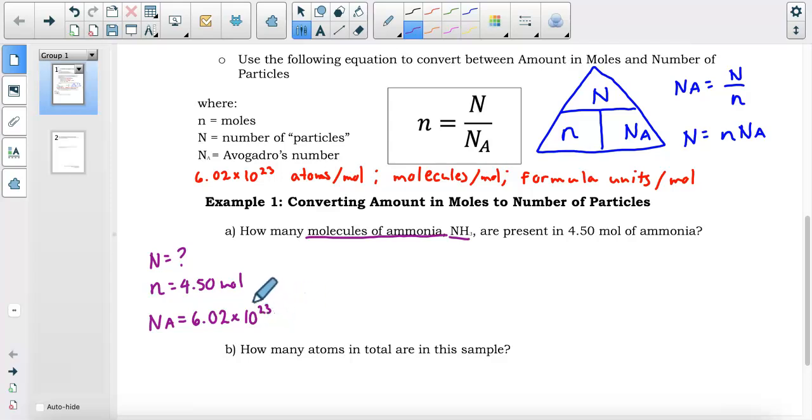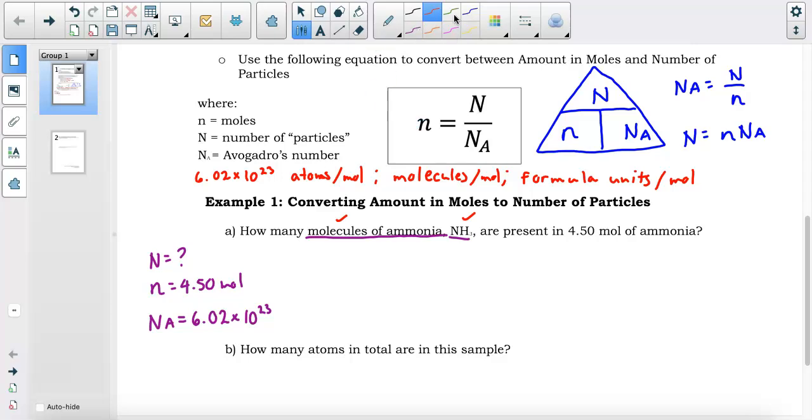6.02 times 10 to the 23. This is where you have to double check now. Are the units given in this question, or are the particles given, consistent with your compound? If it's asking for how many molecules of ammonia, well, yes, NH3, these are both consistent. So we don't have to do any side work for the time being.